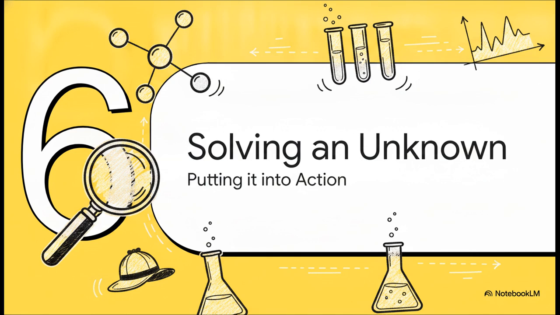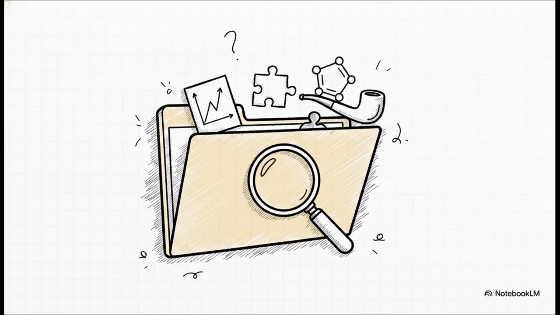Part 6, solving an unknown compound. Okay, it is time to actually put our playbook into action. Let's take on the role of chief investigator and solve a real unknown chemical case together. Here's our evidence file. First up, the inventory. We have an IR spectroscopy clue, a peak at 1688 inverse centimeters. That strongly suggests a carbonyl group conjugated with a benzene ring.